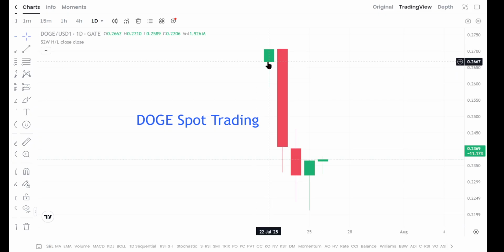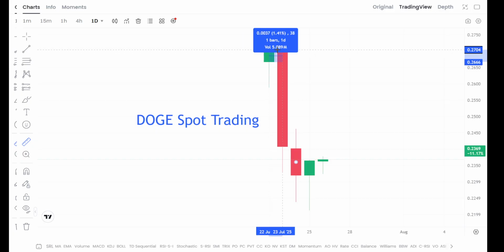So on the first day, the market price of doggy was opened at 0.2666 USD1. Market price went up and was closed at 0.2705. So the market price of the doggy increased by 0.0038 USD1. It is 1.45%. 39 USD1 was the profit. In this one day, 5.089 million doggy has been traded.